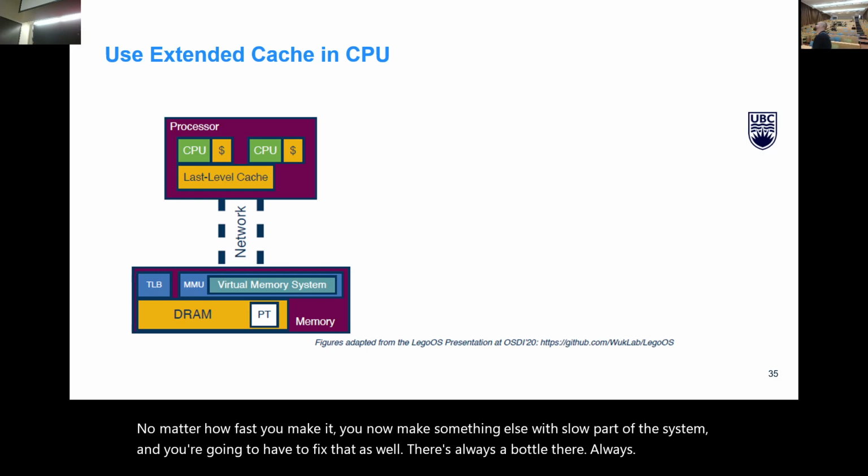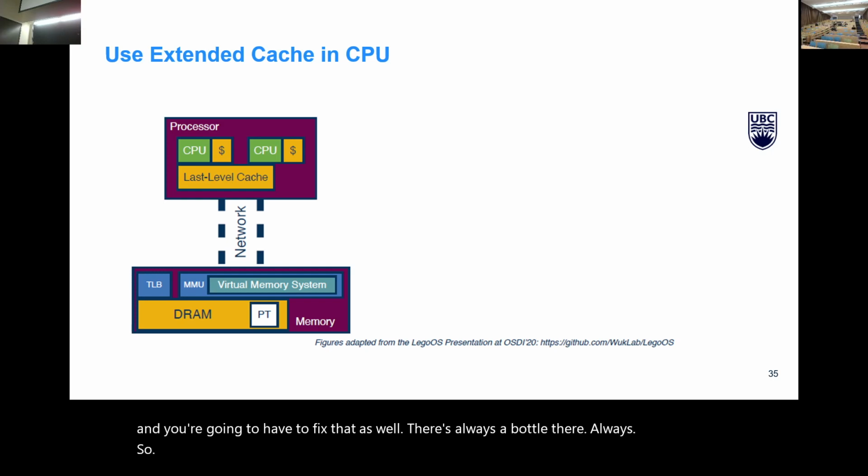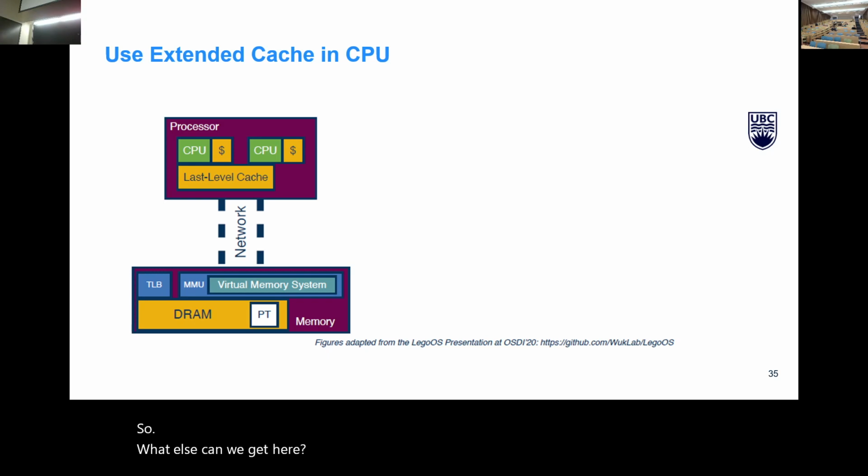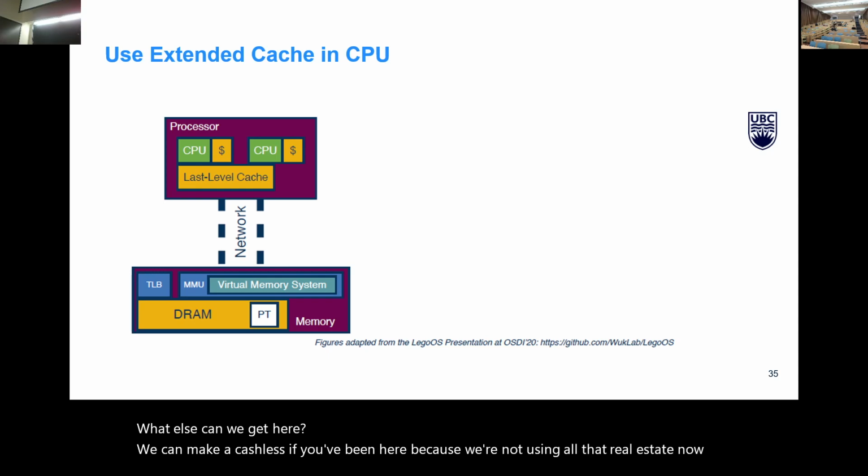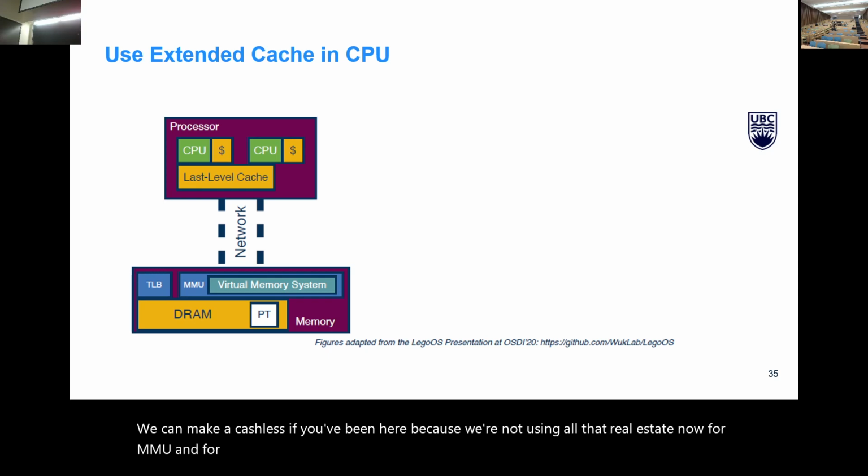So what else can we do here? We can make the cache in the CPU bigger because we're not using all of that real estate now for an MMU and for a TLB and whatnot. And the TLB memory is expensive. They use the same memory for TLBs that they use for registers in the CPU itself.